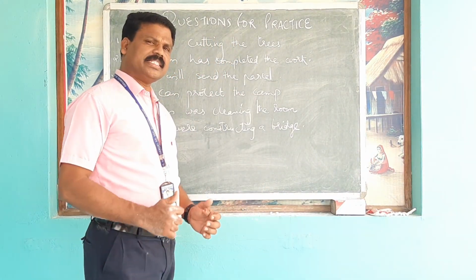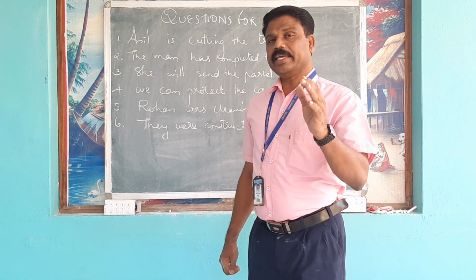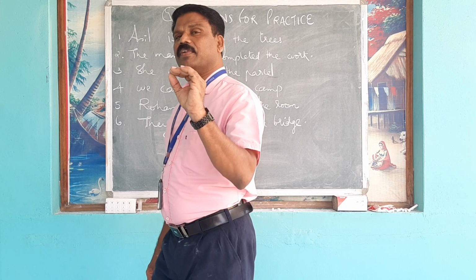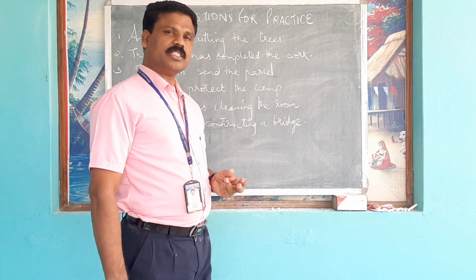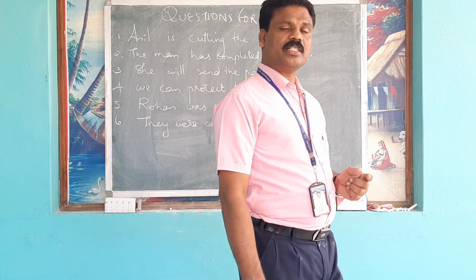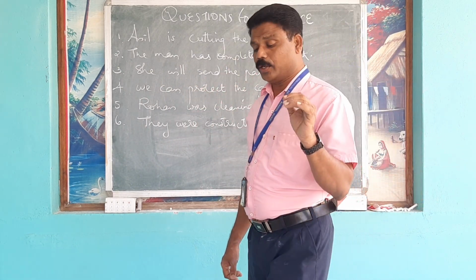How many auxiliary verbs are there? There are 24 auxiliary verbs. Is, am, are, was, were, has, have, do, did, does. Primary. Will, would, shall, should, can, could, may, might, must, need, dare, ought to, and used to.